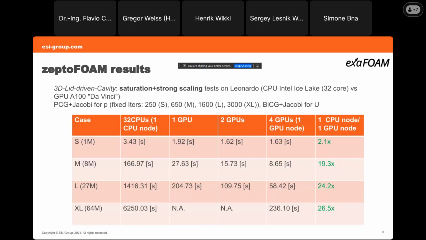In these slides, I also reported the performance that you have using 32 CPU Ice Lake cores that we have on Leonardo, compared to 1 GPU, 2 GPU, and 4 GPU. In order to see the scalability between 1 and 4 GPUs, and also the speed up you have between 1 CPU and 1 GPU node. And you see that the maximum we achieve is 26 times with respect to 1 CPU node.